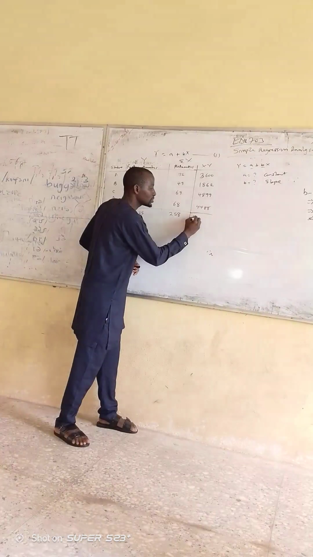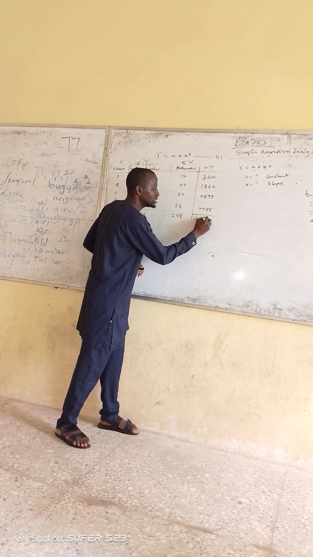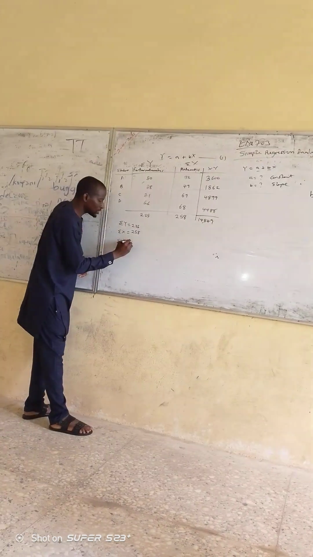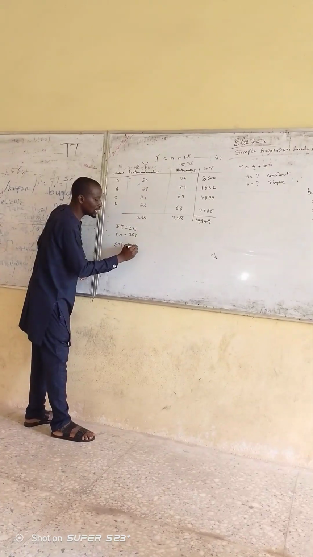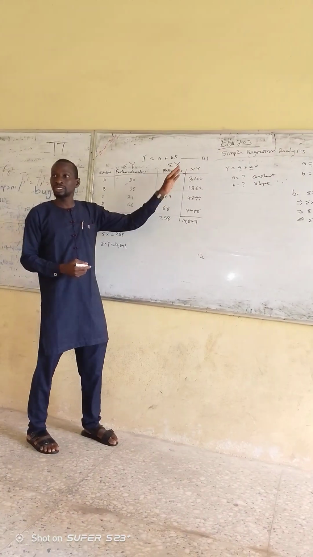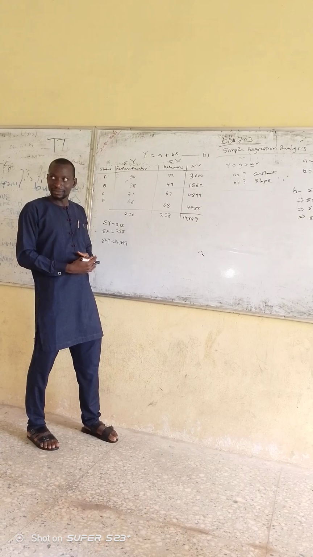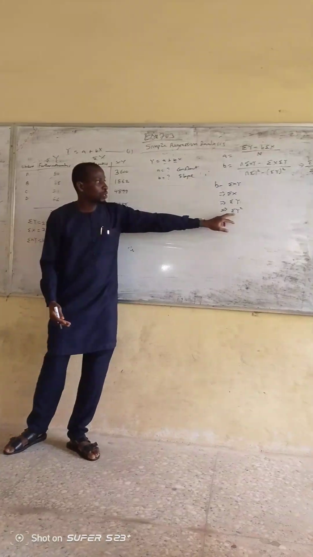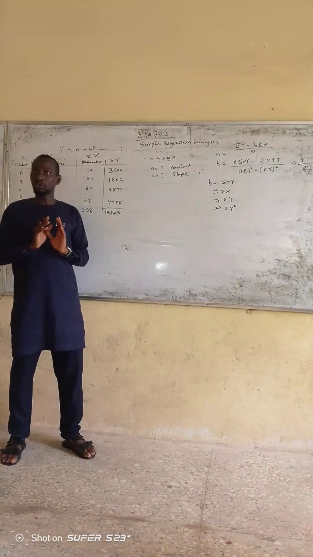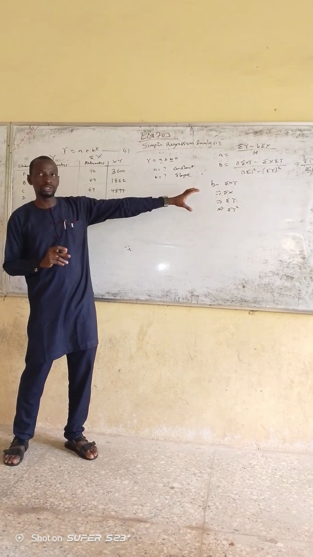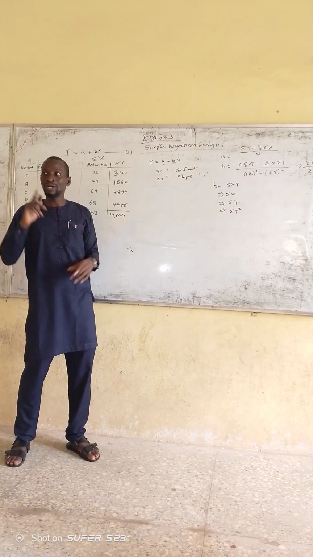That gives 14,849. So 14,849 is our summation xy. We are getting there. We only need summation y squared to complete our unknowns for us to get our b. Why am I saying this?